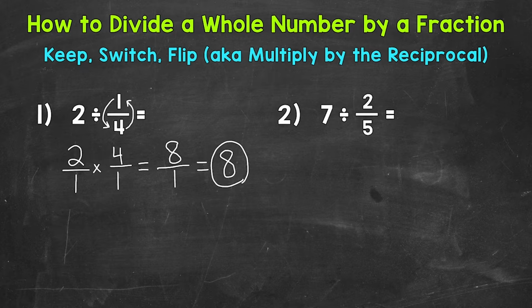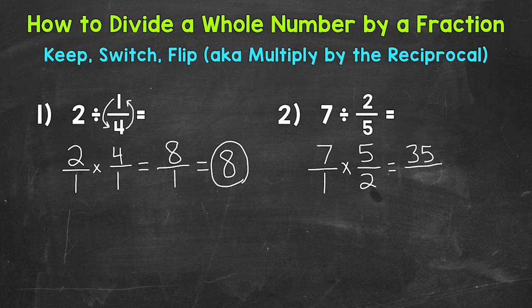So keep, switch, flip. We will keep our 7, but put it in fractional form by putting it over 1, switch to multiplication, and then flip our second number or fraction. Now we can multiply straight across. 7 times 5 is 35, and 1 times 2 equals 2. So our answer is 35 over 2. Now we don't want to leave it improper. We want to convert this to a mixed number.